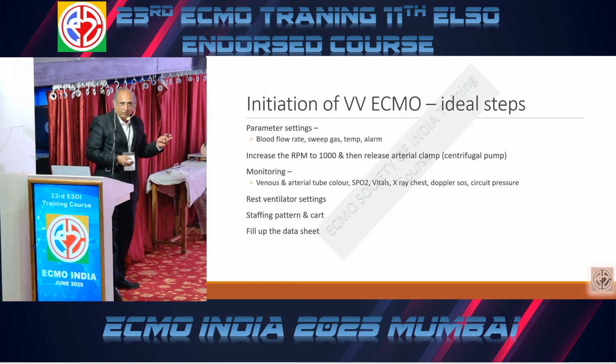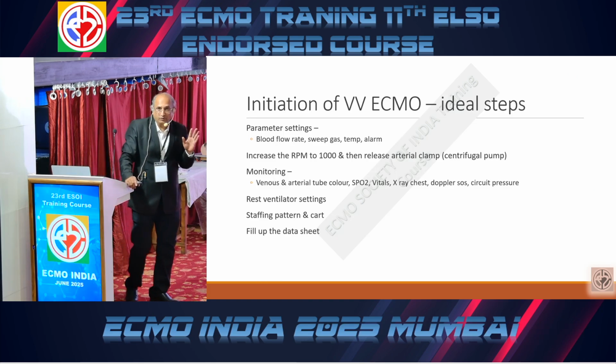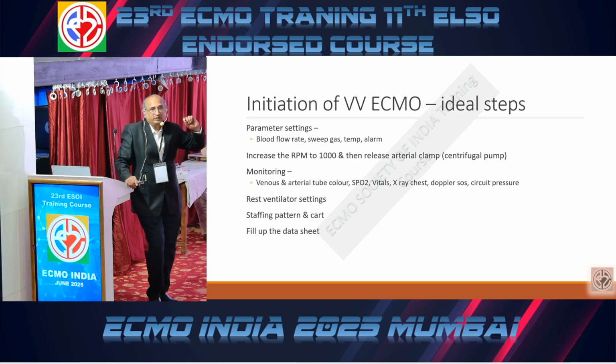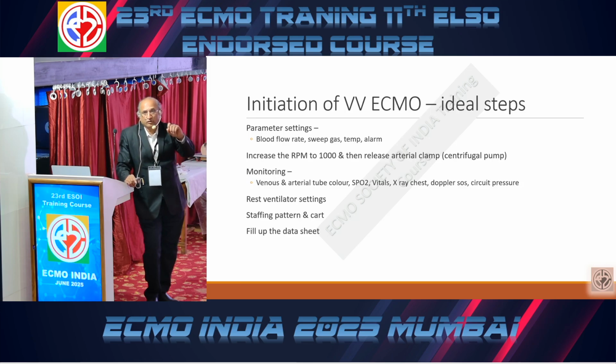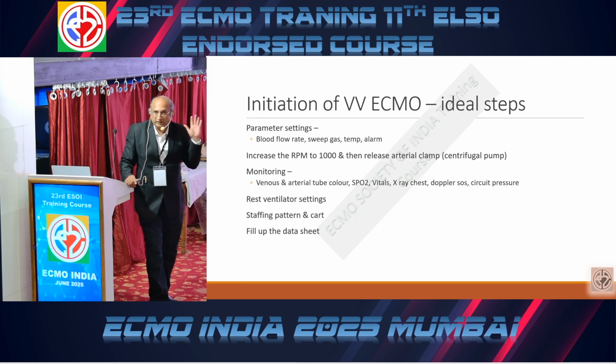First, increase the flow. Gradually go up on the flow. Then increase the sweep. Sweep gas has to be in a 0.5:1 ratio. Meaning what? When the blood flow is 4 liters, sweep gas is 2 liters. So when you start ECMO with 1 liter, or 1.2 liters, sweep gas has to be 500 to 600 ml.